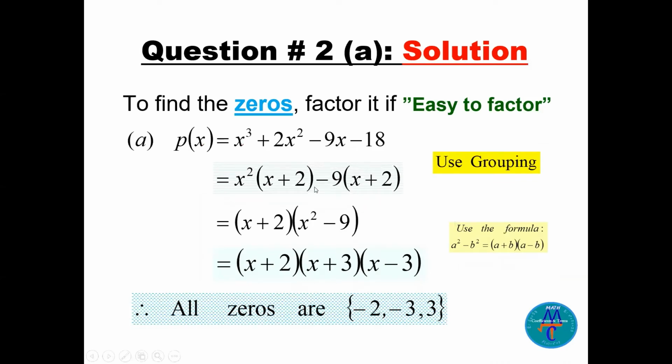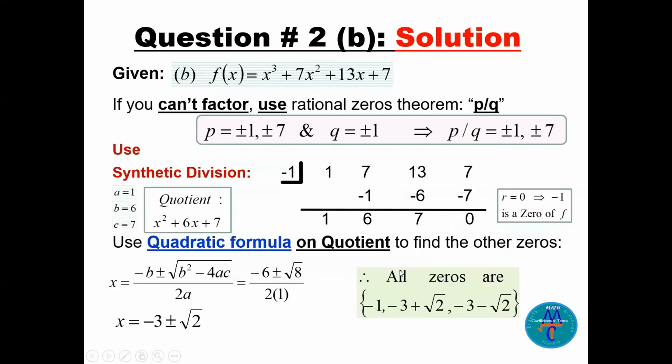So this is easy here to find the zeros. Just factor by grouping, because we have 4 terms. Take x squared out, x plus 2. Take minus 9 out as the common factor, x plus 2. Now x plus 2 is also a common factor, and inside the bracket we will have x squared minus 9. Also we can use the difference of two squares. So there are 3 zeros: minus 2, minus 3, and 3. Now look at the second one. We cannot factor, unfortunately. This is x cubed plus 7x squared plus 13x plus 7.